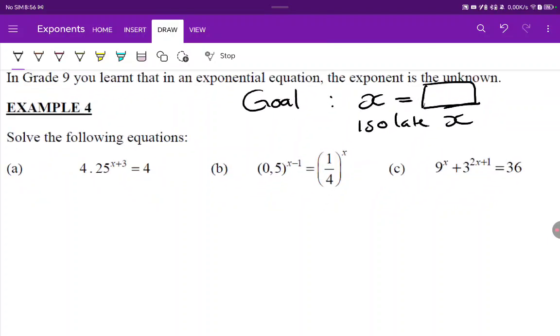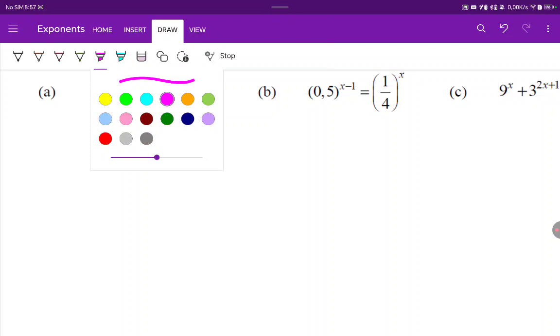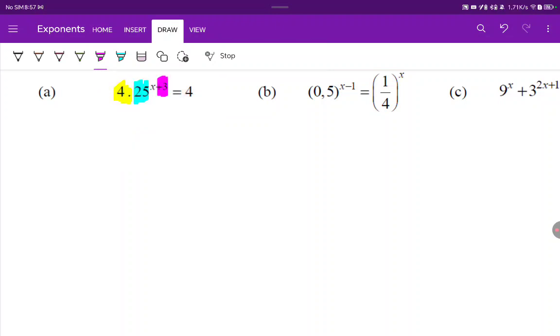So let's go ahead and start here. We're going to start with this question, which says 4 times 25 to the power of x plus 3 is equal to 4. What is attached to this x? There's a 4 attached to the x, and that's attached by multiplication. There's a 25 attached to the x, and that is attached because x is its exponent. And there's a 3 attached to this x by addition, but it's also an exponent. So we have to remove 3 things in order to get x alone. And that's exactly what we're going to do right now.